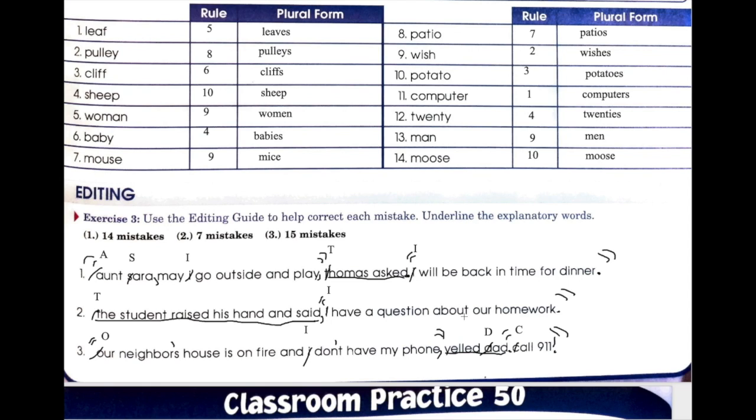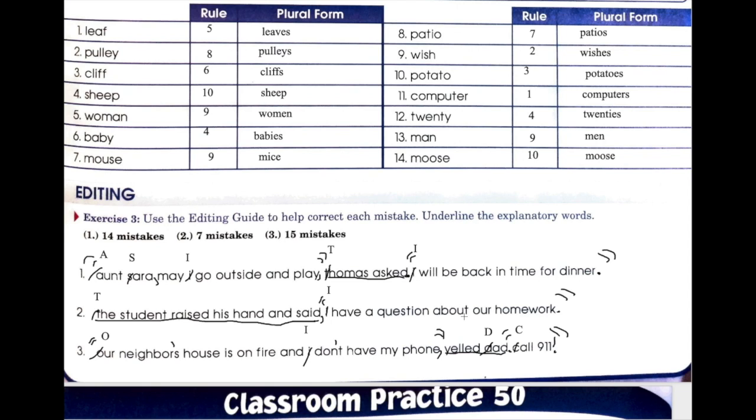Let's see, I think we have one more mistake here because our first sentence has 2 independent clauses. So the reason why we know there are 2 independent clauses is because it says our neighbor's house is on fire. That's a whole independent clause because it has a subject and a verb. It can stand on its own. I don't have my phone, again, is a complete independent clause. It has a subject and a verb. It can stand on its own.